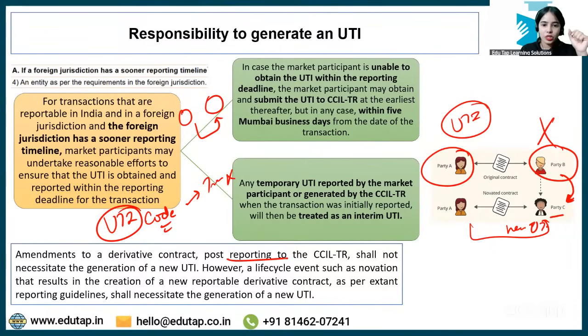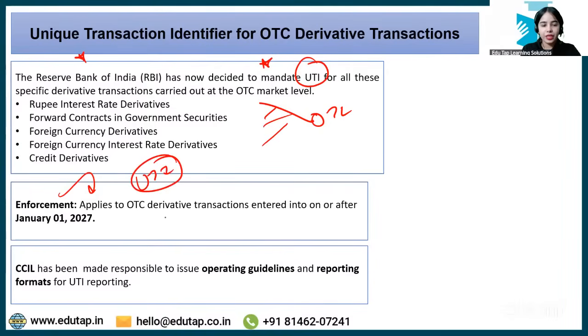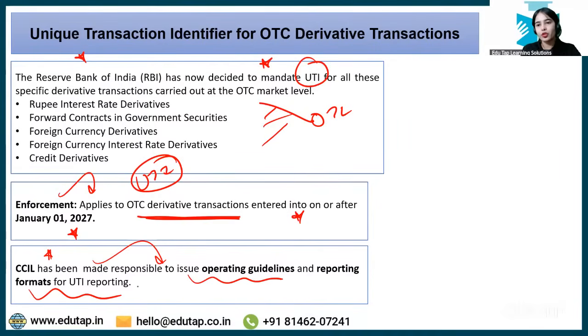So basically, after reporting the UTI to the CCIL trade repository, a new UTI cannot be created. But if a life cycle event is happening, that means novation has happened and a new party has entered the contract, then a new UTI can be created because a new party is entering. Okay. So RBI has now decided to mandate UTI for all these over the counter derivative contracts. The UTI is mandatory for over the counter derivative contracts entered into on or after January 1, 2027. CCIL has been made responsible to issue operating guidelines and reporting formats for UTI reporting.